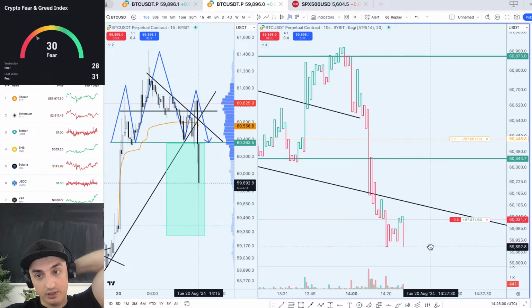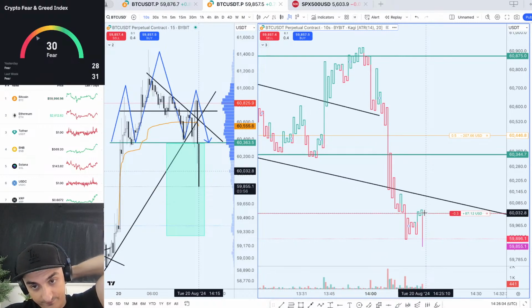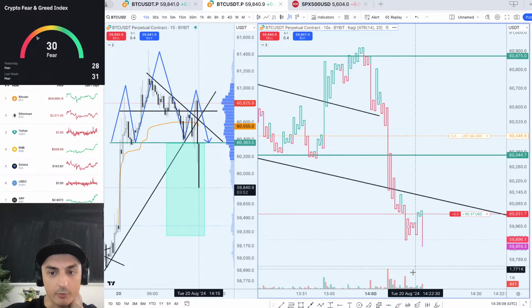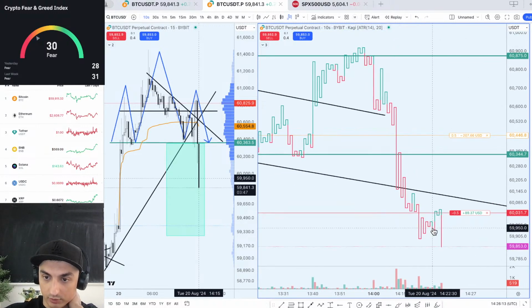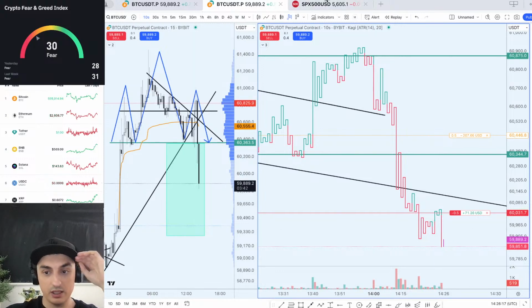So Bitcoin retested 60,060, almost 60,050, but right now it's pushing to the downside. New daily low. 59,800 right now.